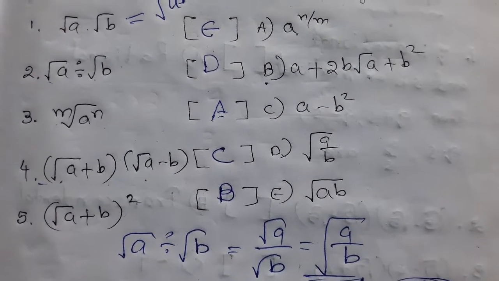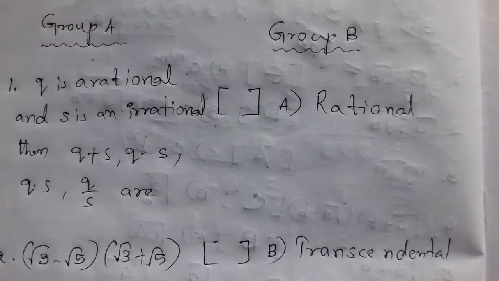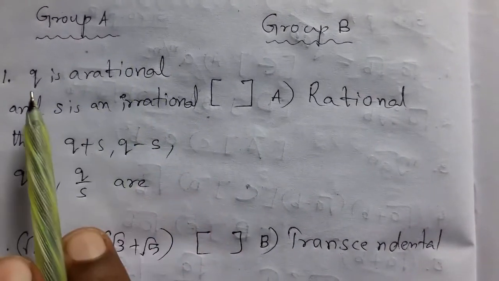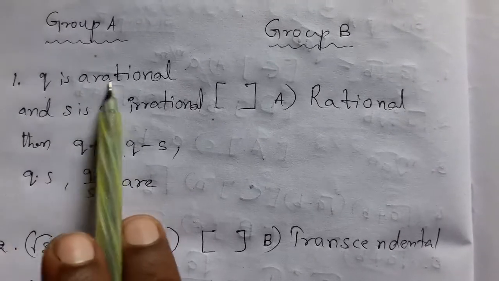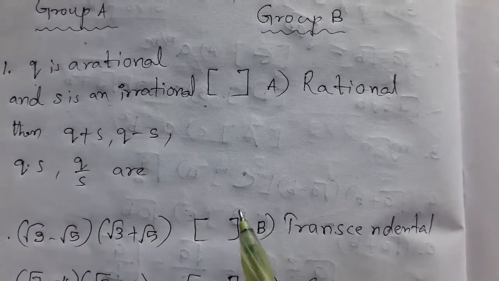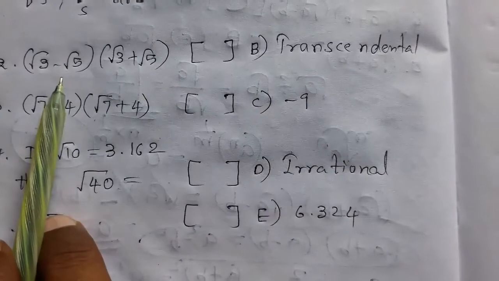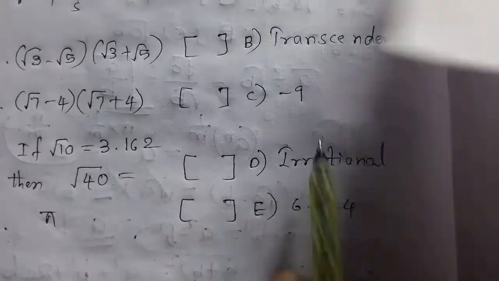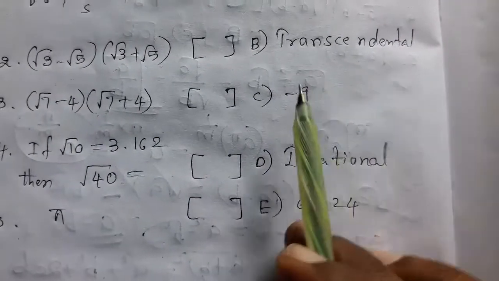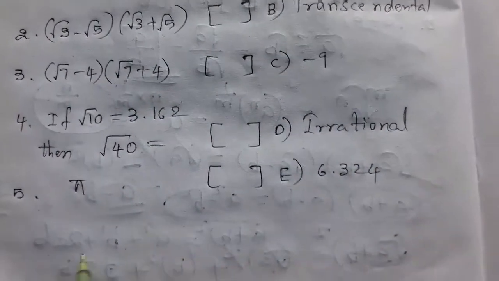This is the match the following. Now move to the next question. Here also group A and group B are given. The first one is Q is a rational and S is an irrational. Second question, see here, the a plus b into a minus b form. What is given?